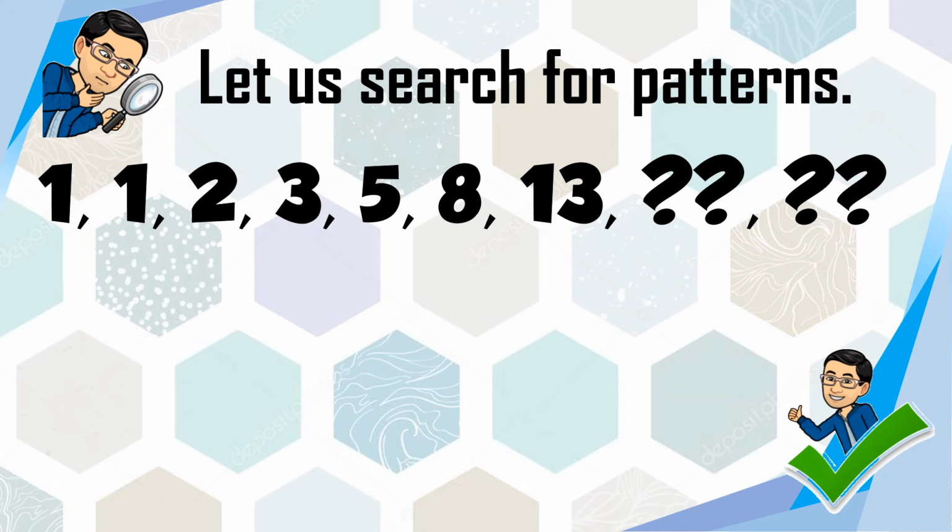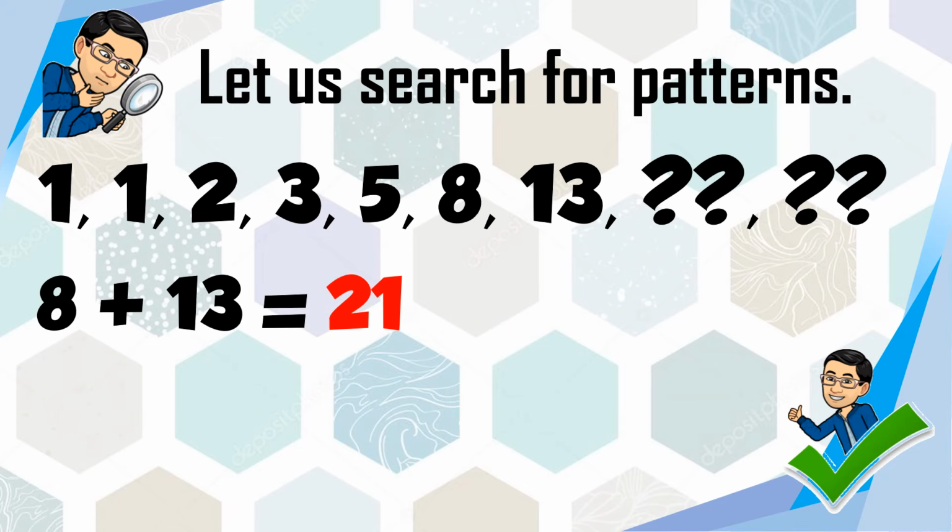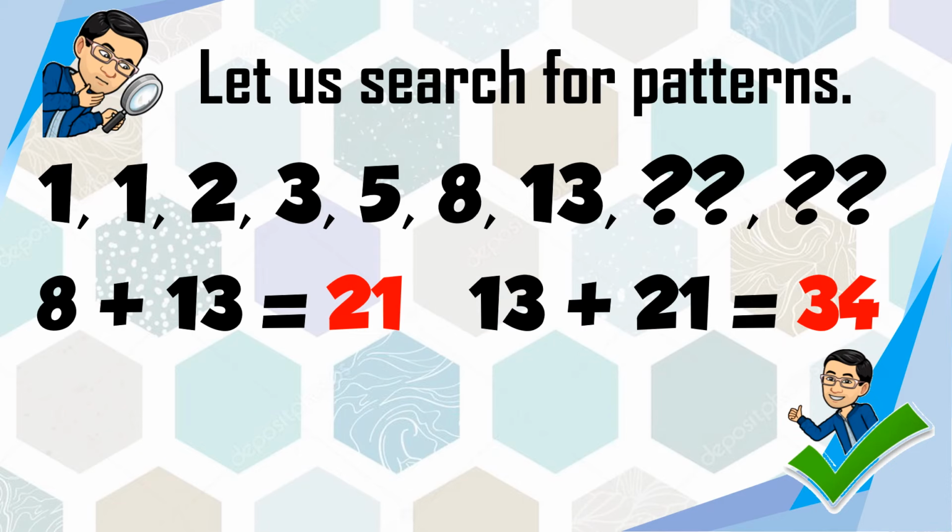3 plus 5 equals 8. 5 plus 8 equals 13. Now, to get the next term after 13, we need to add 8 and 13. So 8 plus 13 equals 21. Next, to get the term after 21, we need to add 13 and 21.